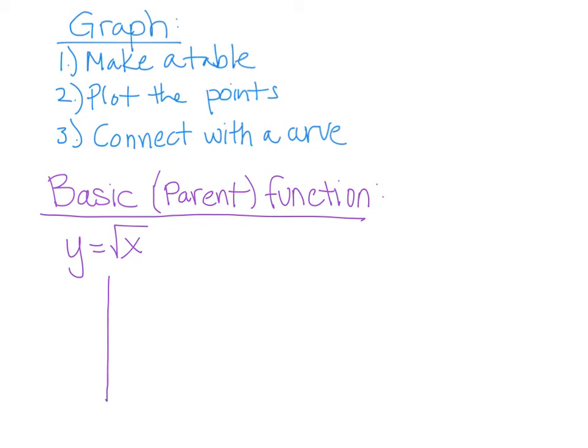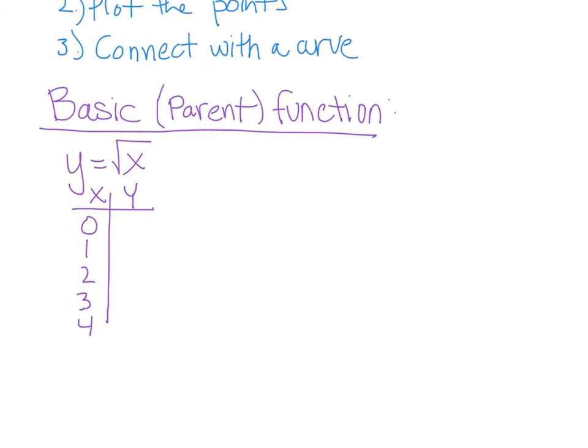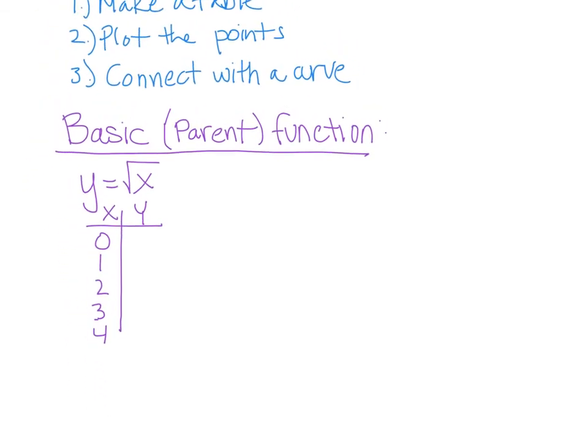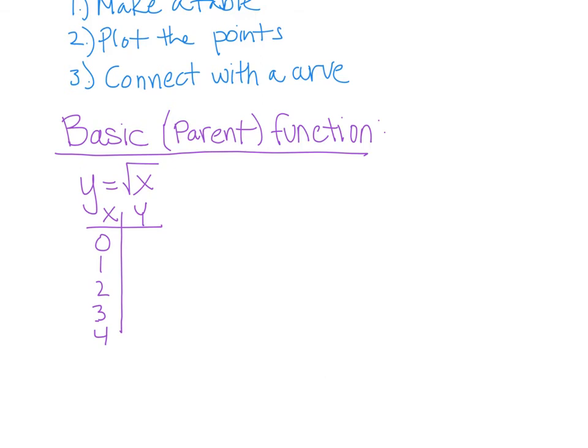The very first thing we're going to do, make a table. x, y, 0, 1, 2, 3, and 4. If we plug this into our calculator, square root of 0 is 0, square root of 1 is 1, square root of 2 is 1.414, square root of 3 is 1.732, and the square root of 4 is 2.